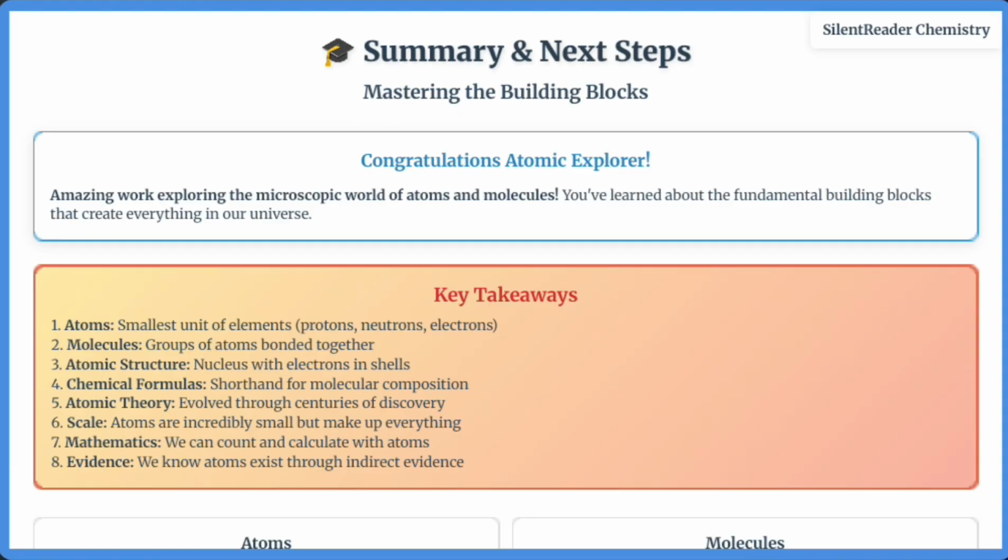In our next lesson, we'll dive into chemical symbols and formulas to become fluent in chemistry's language. Remember that you are literally made of stardust. Most atoms in your body were created in stars billions of years ago.